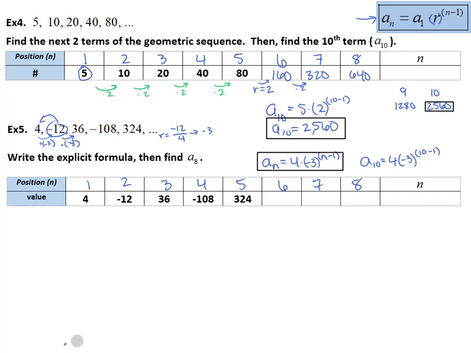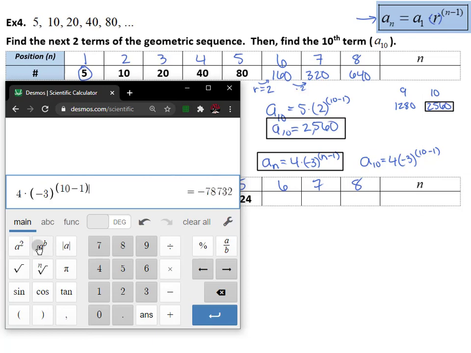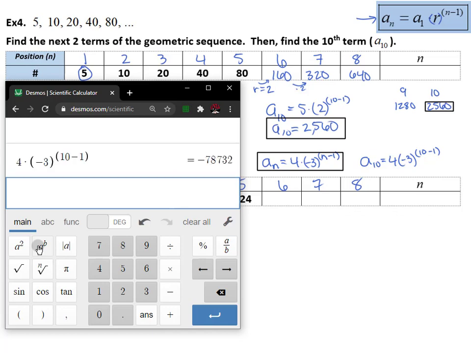So let's try in the calculator. Okay, here's our Desmos calculator. 4 times parentheses, -3, shift 6, or again this button will get you up into your exponent. Parentheses, so it keeps this in the exponent, 10 minus 1. Or you could just write 9 as your exponent there. And it tells me my 10th term in this pattern ends up being -78,732. Okay, so I've gone ahead and written that here.